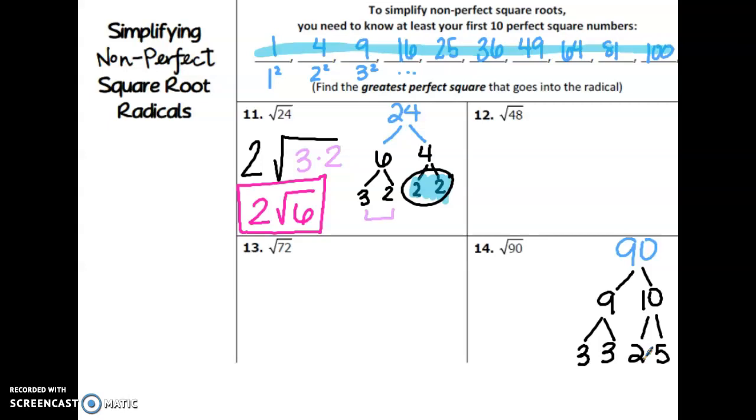So now I'm going to write my square root. And I am going to circle, or highlight, my pairs. 2 and 5 are alone, but I do have a pair of 3's. So I know one of those 3's is going to go outside of my radical. And then the remaining 2 numbers, 2 and 5, those get multiplied. So that's going to be 2 times 5. So at the end of the day, our answer is going to be 3 square root of 10. That is our answer right here.